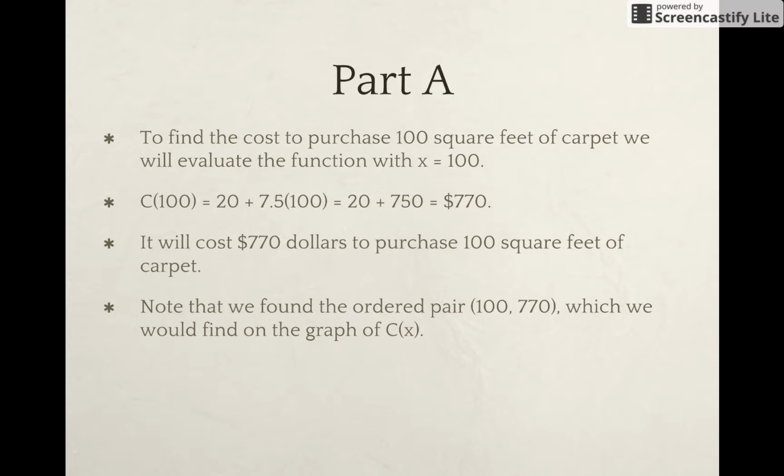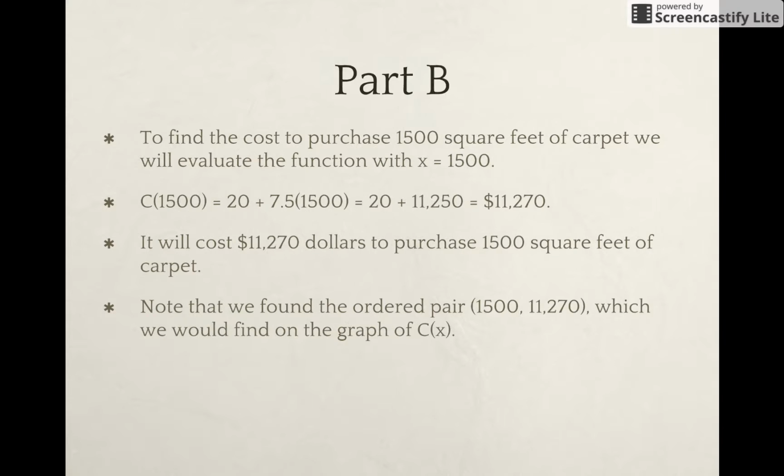If we were going to write an ordered pair, we would have the ordered pair (100, 770). If we were to look at an xy table or the graph of this function, we would see that ordered pair plotted or listed in the xy table.